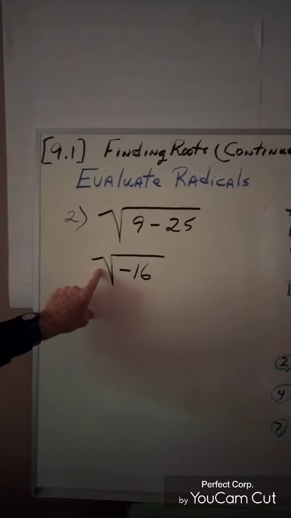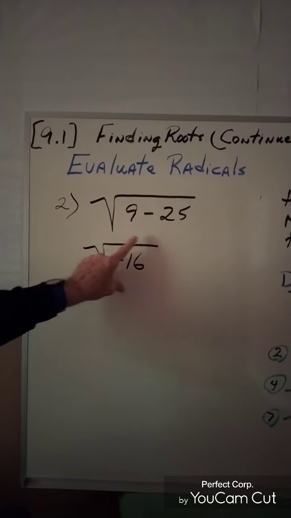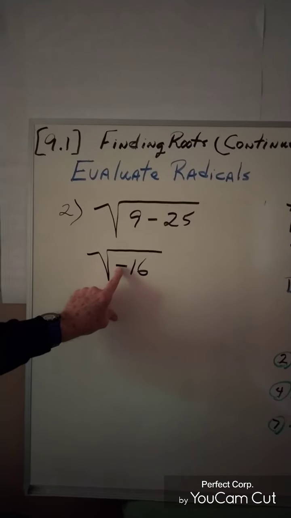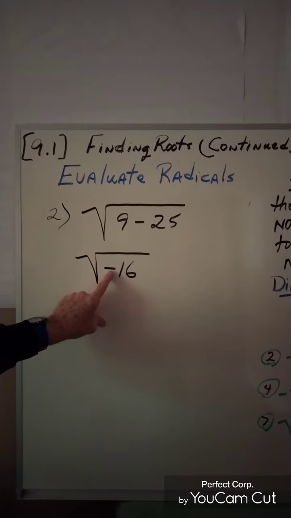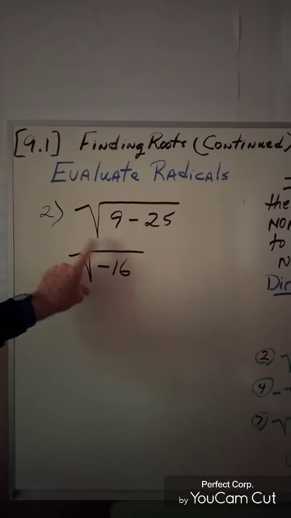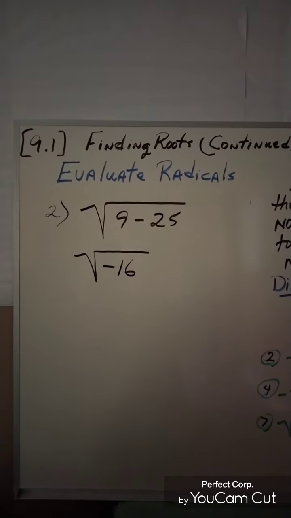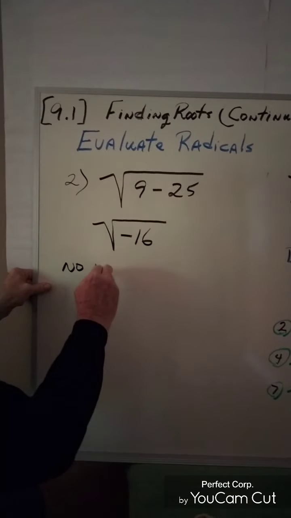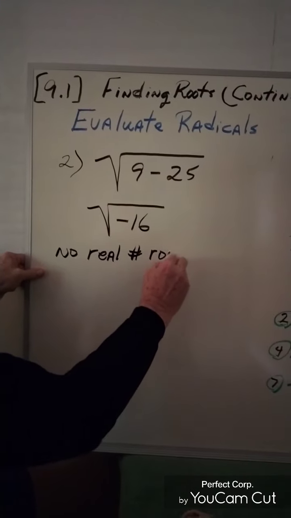That's why the directions said, find each root if possible. It is not possible to find a root for this in the set of real numbers because the radicand is negative. It's not non-negative, it's negative. It can't be 4. It can't be -4 because the radicand is negative. So you simply write down no real number root.